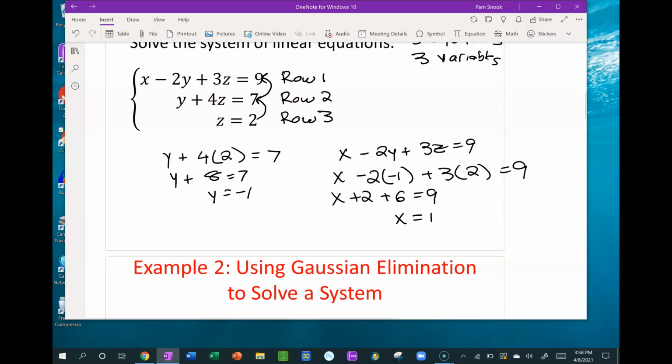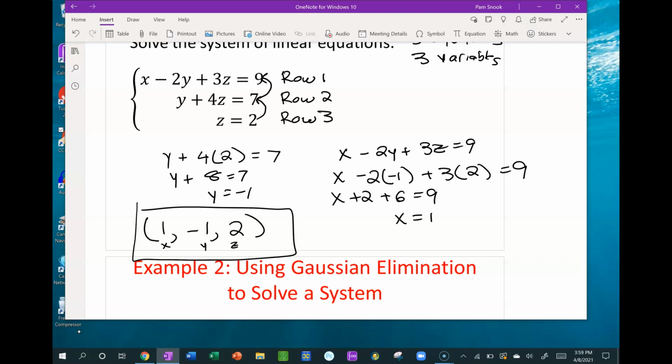So my answer to this system, and this is called a triple, we've done ordered pairs before where you had x and y, but now I've got x, y, and z. So this is called a triple. My answer is going to be 1, negative 1, and 2. So x, y, and z. Let's write that on the bottom. X, y, and z. So this is what our answers are going to look like.